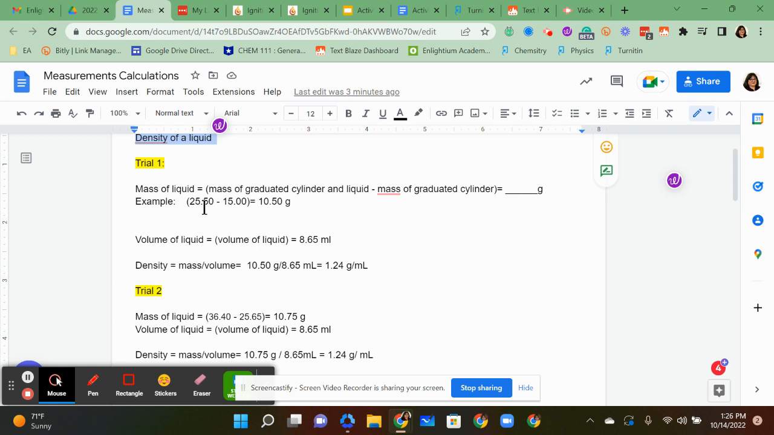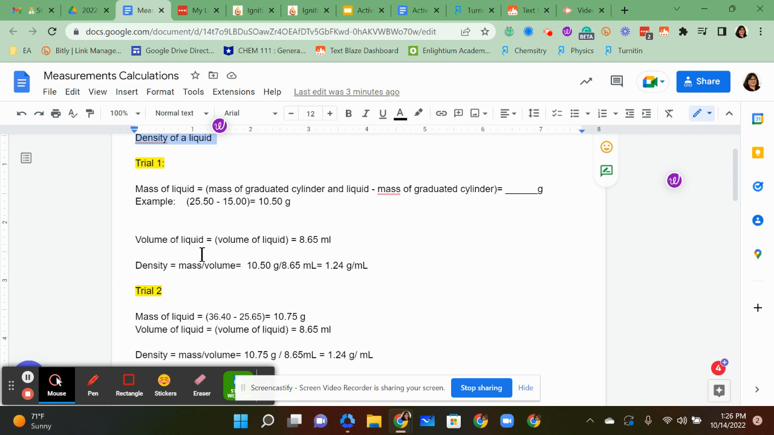I have 25.50 minus 15.00. Both numerals have the hundredth place value, so your answer should have those two decimal places, okay? Remember that in science, those zeros are really important. So you need to include the zero that is after the 5.